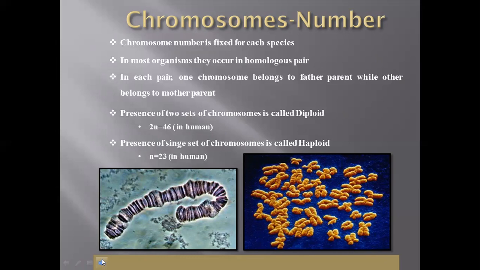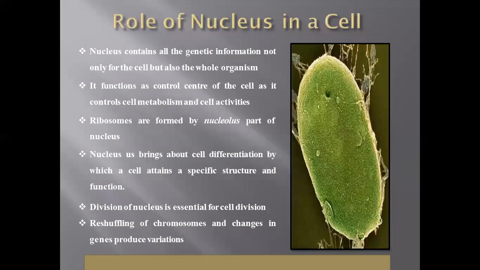For example, in humans, if 46 chromosomes are present, then it is known as diploid, and if 23, that is half of the 46, is present, it is known as haploid. What is the role of the nucleus in the cell? The nucleus contains all the genetic information, not only for the cell, but also for the whole organism. It functions as the control center of the cell, as it controls metabolism and cell activities.